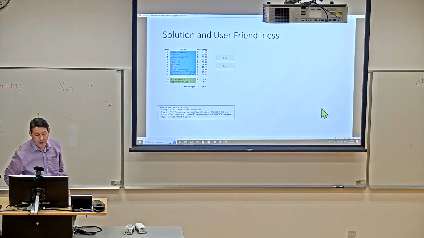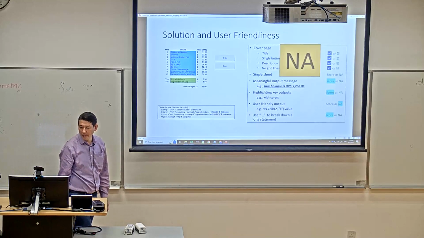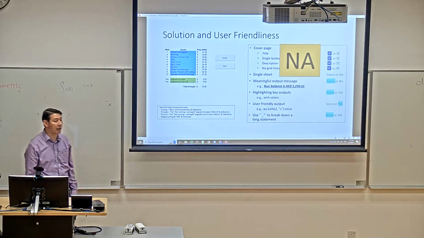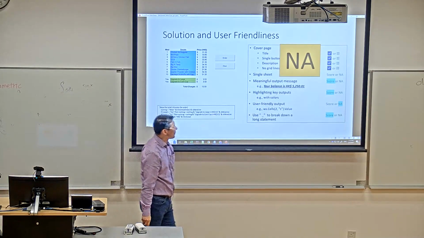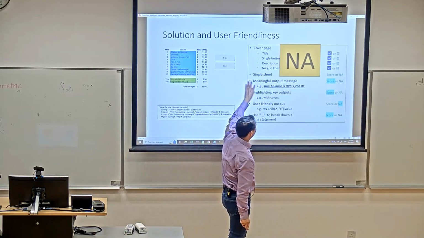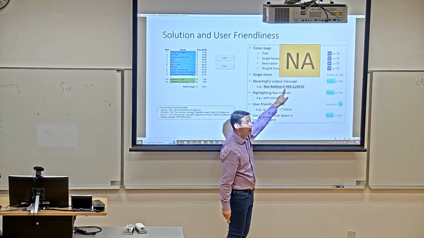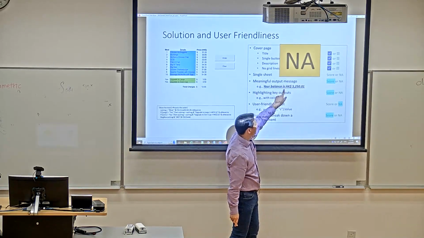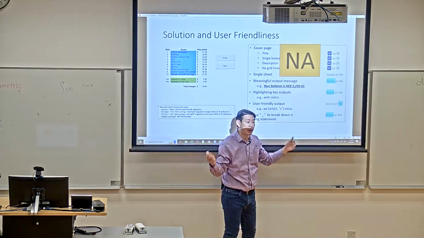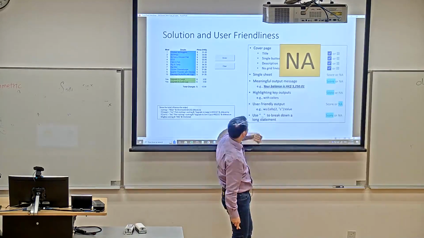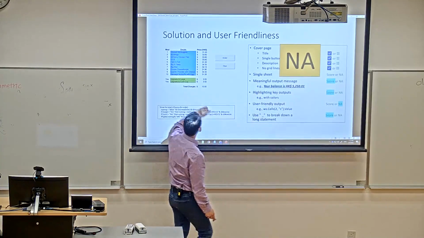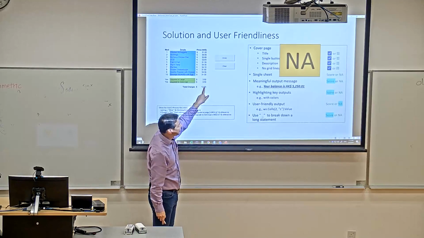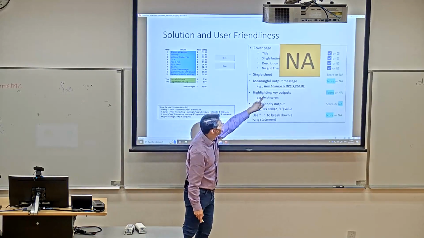User friendliness. Well, the first part is not applicable. No, we don't have a cover page, so we only look at the other part. This one is meaningful already. Dollar sign, number of decimal places, and make sure it is consistent throughout your entire application. And highlighting key output. I think we did not do that. We didn't do it with color.